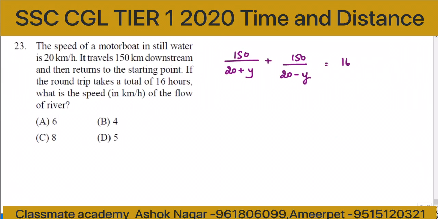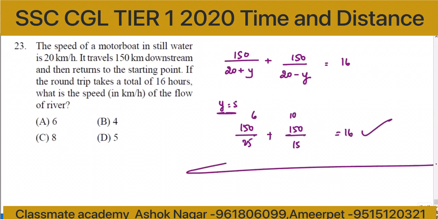Which option would you like to take from the options? The better option would be 5. If I just take y is equal to 5 and check it, what is 150 by 25 and 150 by 15? 6, 10, 16. It's easy when you substitute y from the options, rather than solving a quadratic equation, again you can do it simply.